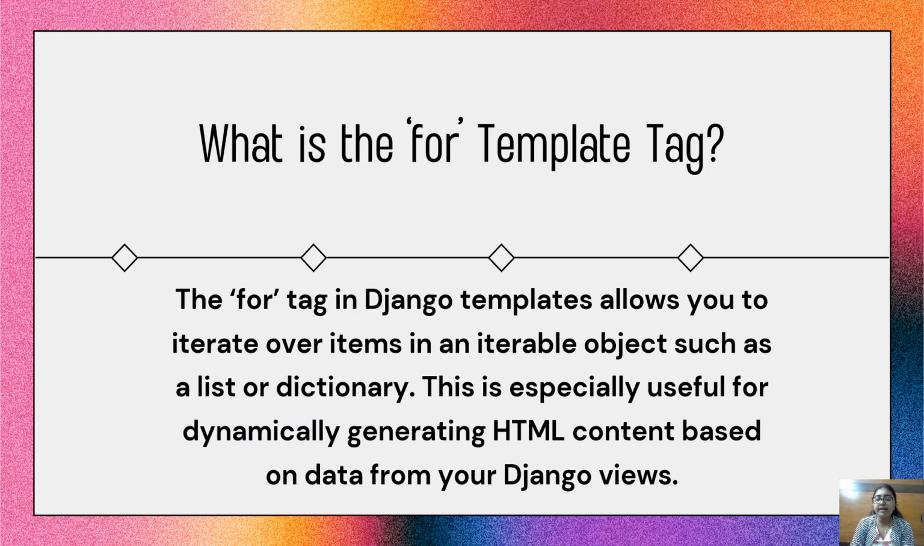What is the for template tag? The for tag in Django templates allows you to iterate over items in an iterable object such as a list or dictionary. It is especially useful for dynamically generating HTML content based on data from your Django views.